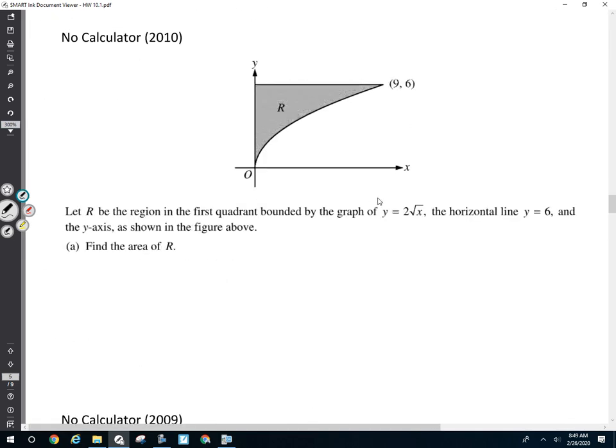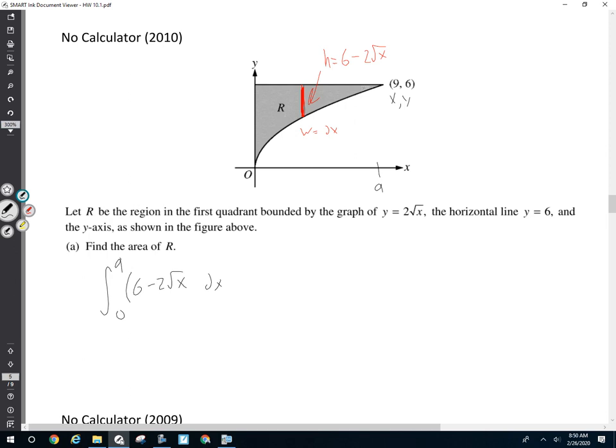All right, we got 2 root x and the horizontal line y equals 6. Find the area R. Okay, look at this. Here's my representative rectangle. The height of this rectangle is the top minus the bottom. The top is the y equals 6. The bottom is the 2 root x. The width is the dx. So I'll take an infinite sum from 0 to the x coordinate of 9. It's very important to understand that's an x, that's a y, of top minus bottom.